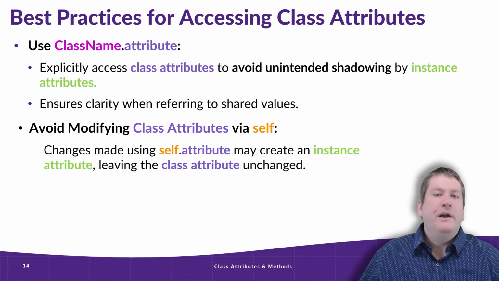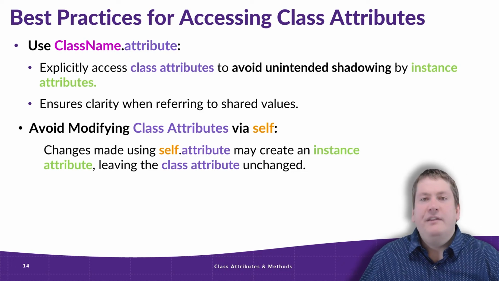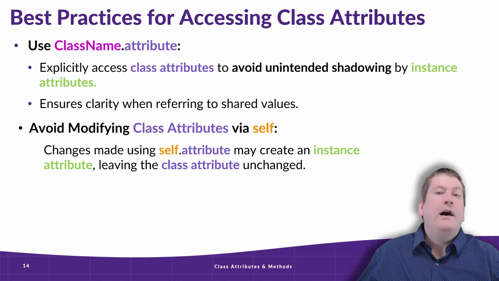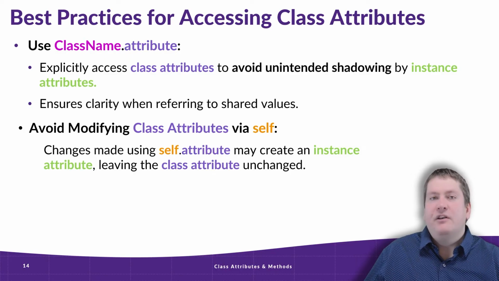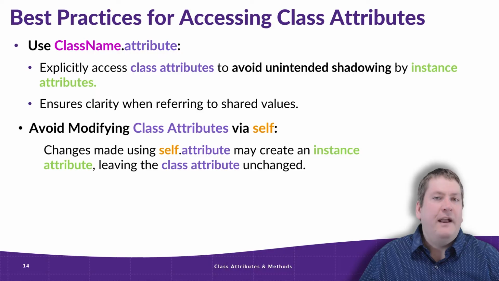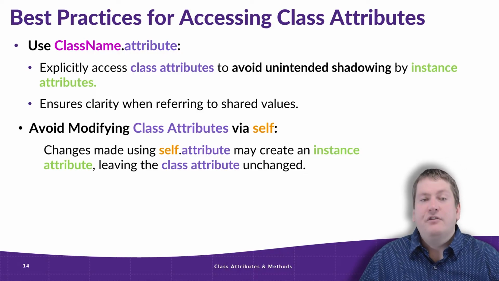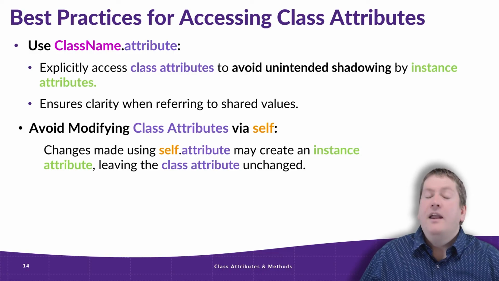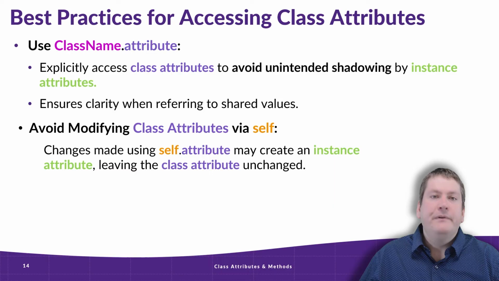We also want to avoid modifying class attributes via self for the same reasons. Changes made through the self parameter, that self keyword, may create an instance attribute. For example, if we didn't mean to make that new default shipping cost instance attribute, we could be thinking that we are changing the value of the class attribute, which could get quite confusing and hard to debug. So when you want to change the value of a class attribute, make sure you use the class name. Don't make it ambiguous like this.